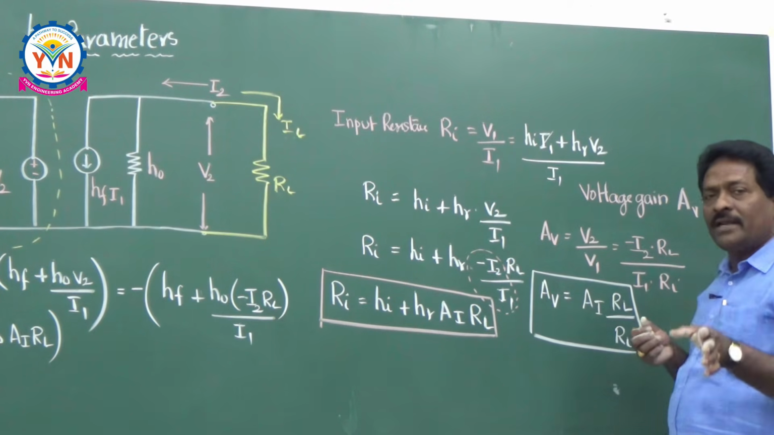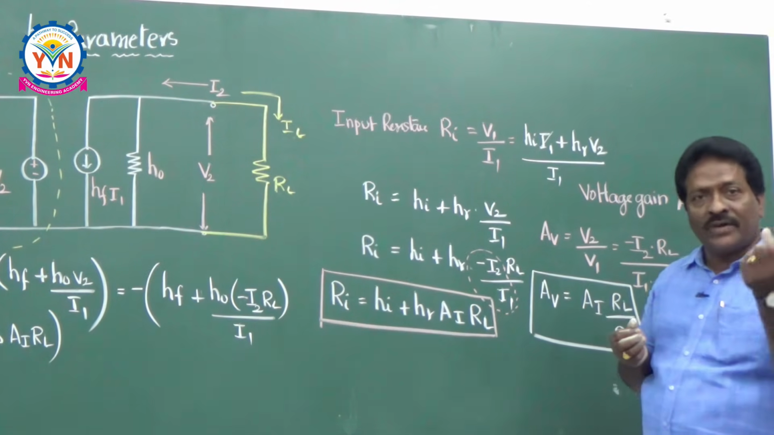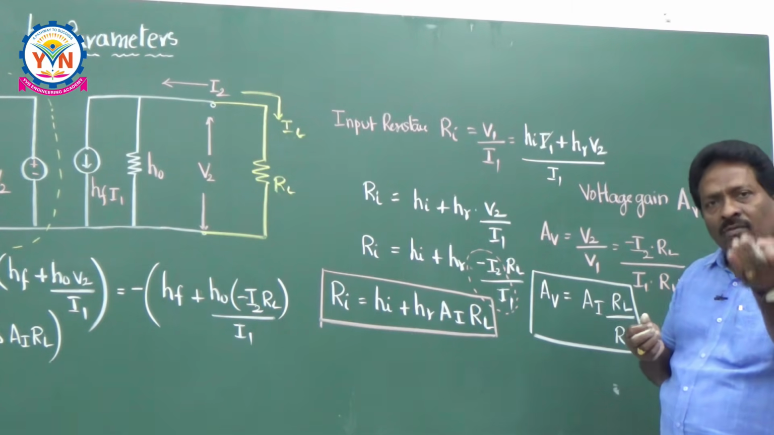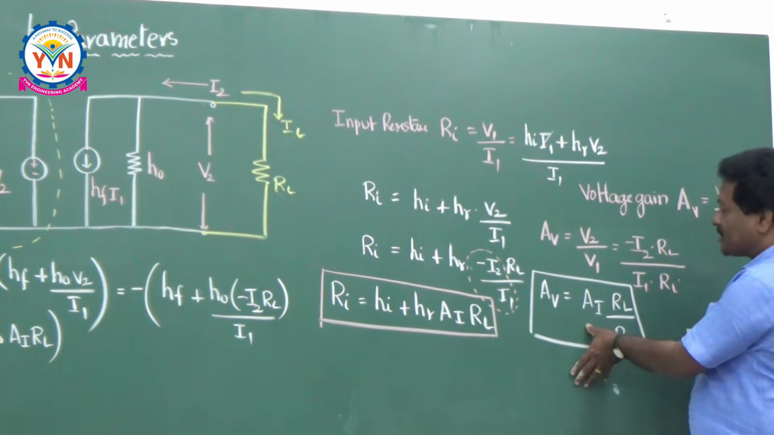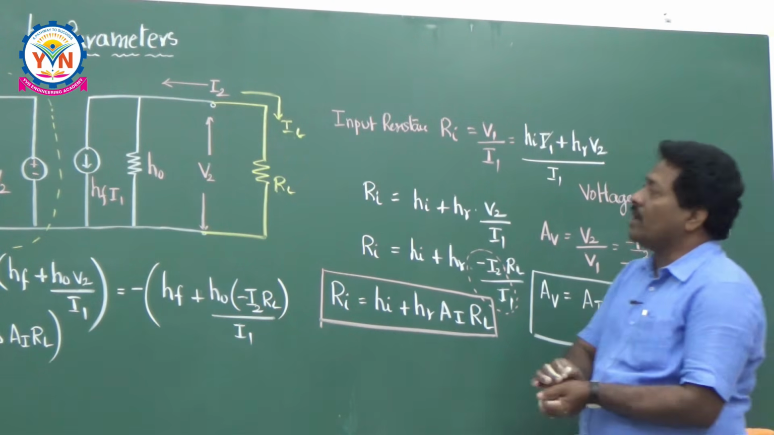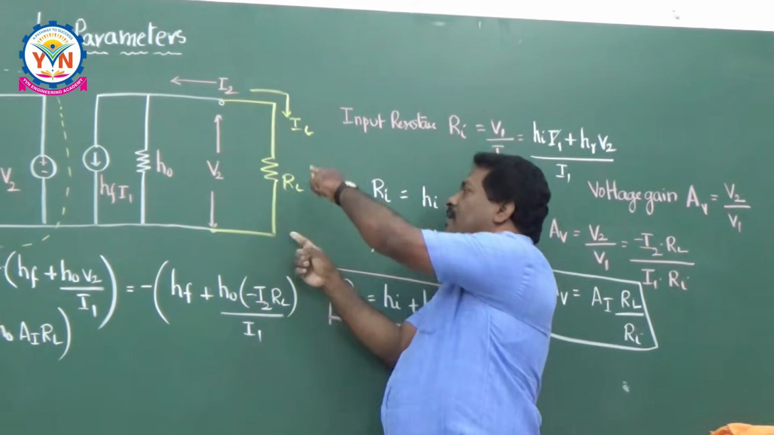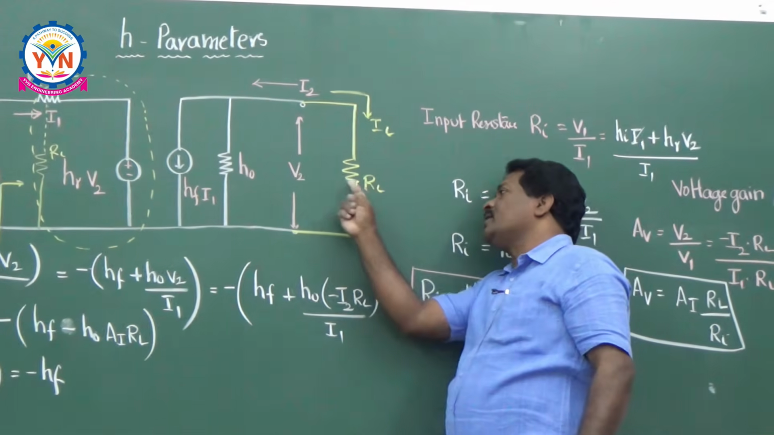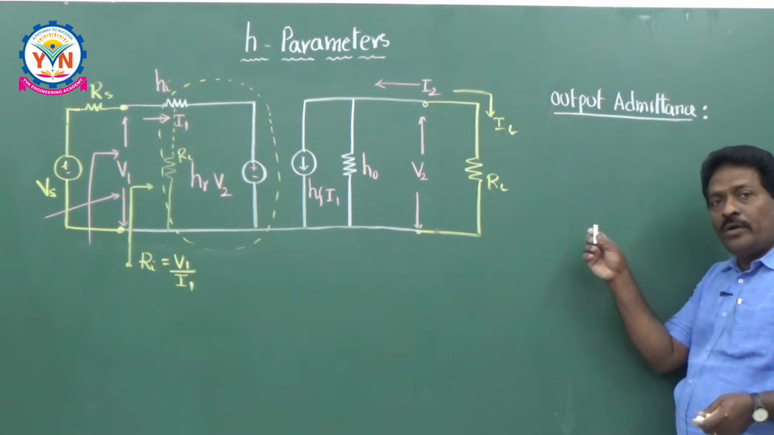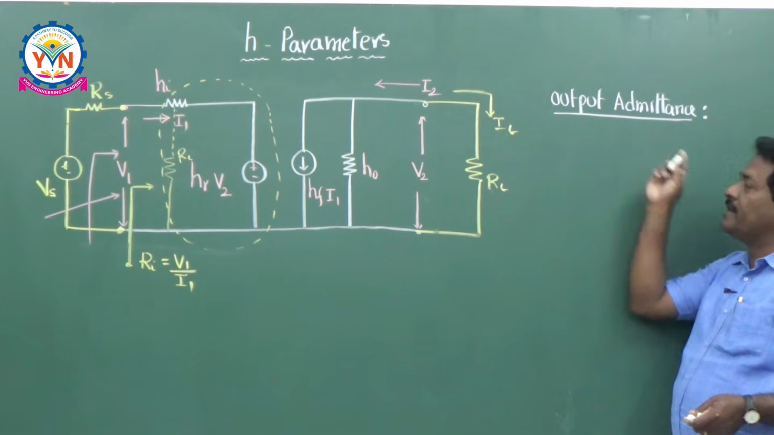That's why I am telling you the technique of doing these problems. First find the current gain, then the input resistance, then voltage gain. So these are the three expressions we got here. Now we have to calculate the output admittance. Whenever you are seeing from this side, what is the admittance you are getting here? Now we are going to calculate the output admittance.